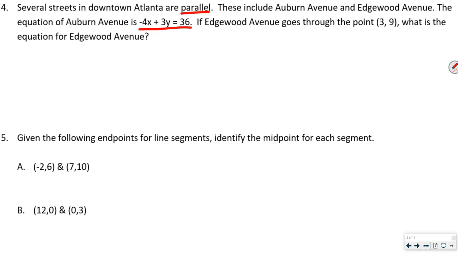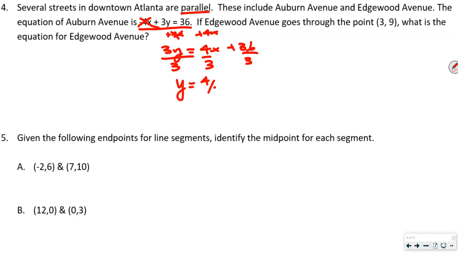So what we want to do with this equation first is put it in y is equal to format again. So I'm going to add 4x to both sides so that that's now gone. So that's going to give me 3y equals 4x plus 36. Divide everything by 3. So y is equal to 4/3 x plus 12.